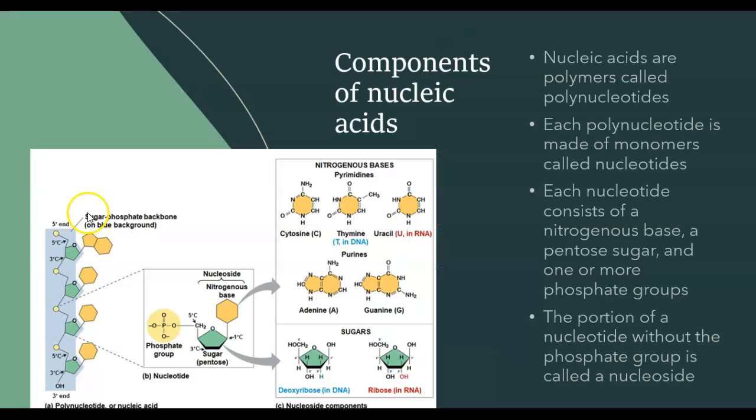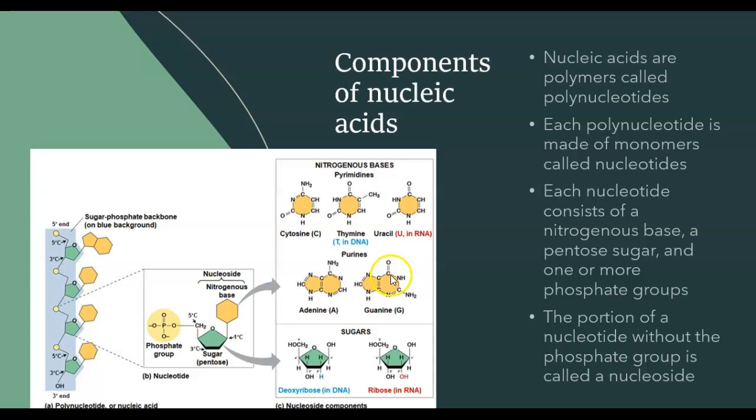And the nitrogen bases, we have 3 pyrimidines. We have cytosine, which is found in DNA and RNA, thymine, which is only found in DNA, and uracil, which is only found in RNA. Thymine and uracil are very similar to each other. One of them bonds with the ribose and one bonds with the deoxyribose. And the 2 purines are adenine and guanine. Notice that the purines have 2 rings in their structure, and the pyrimidines have only 1 ring.